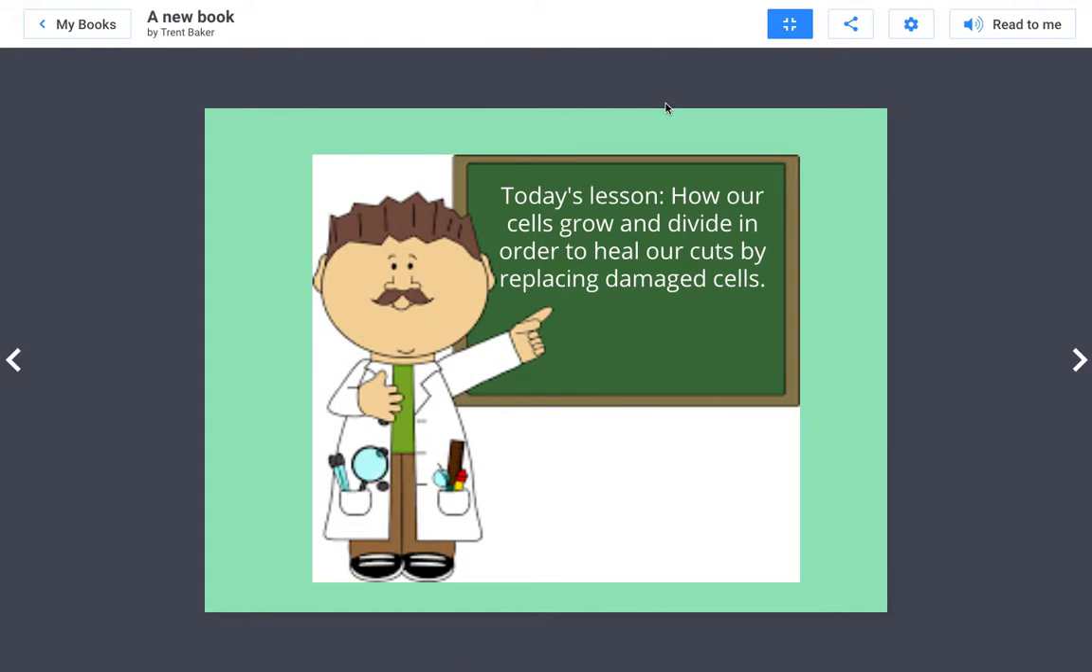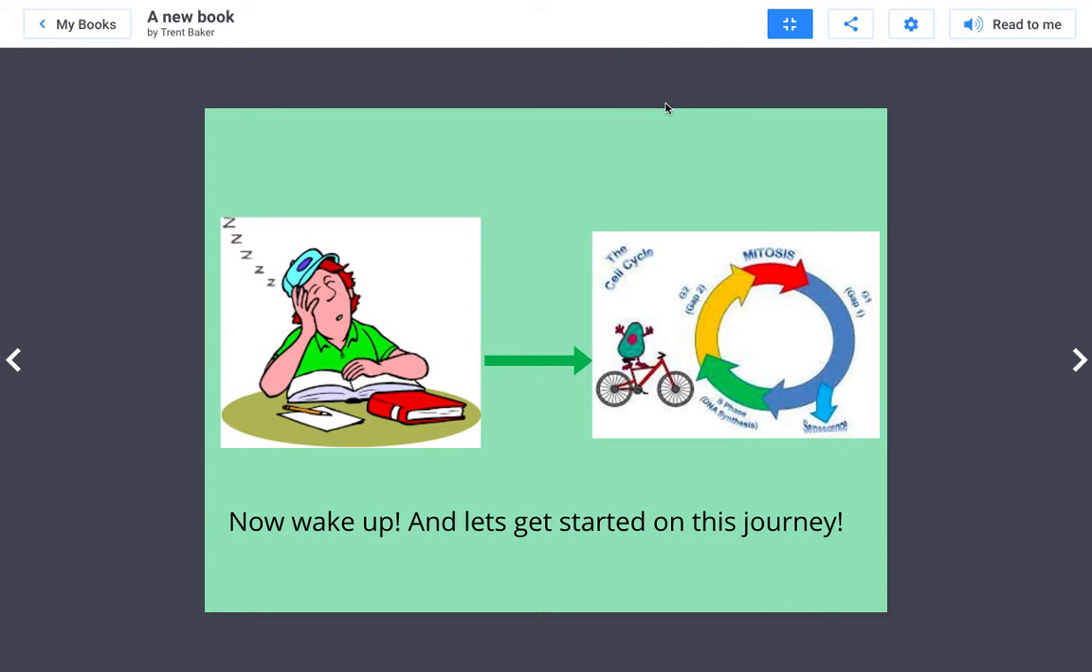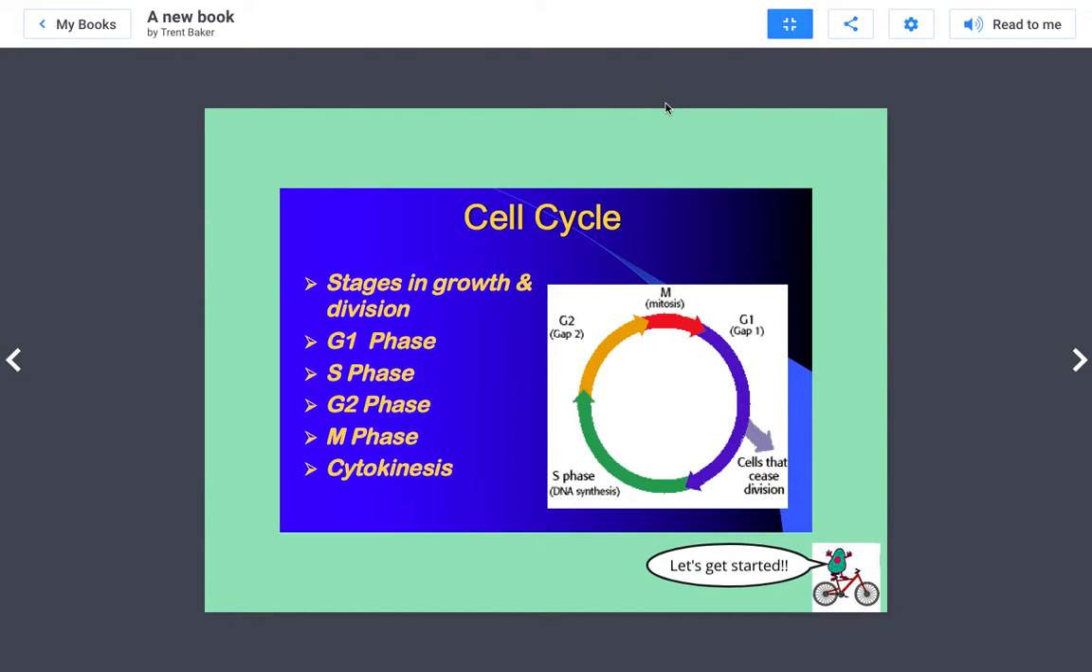Now sit back and prepare to learn about how our cells grow and divide in order to heal our cuts by replacing old or damaged cells. Now wake up and let's get started on this cellular journey. Listen to hear the events of what we call the cell cycle. We're going to examine the events of each step in order to better understand this whole concept.